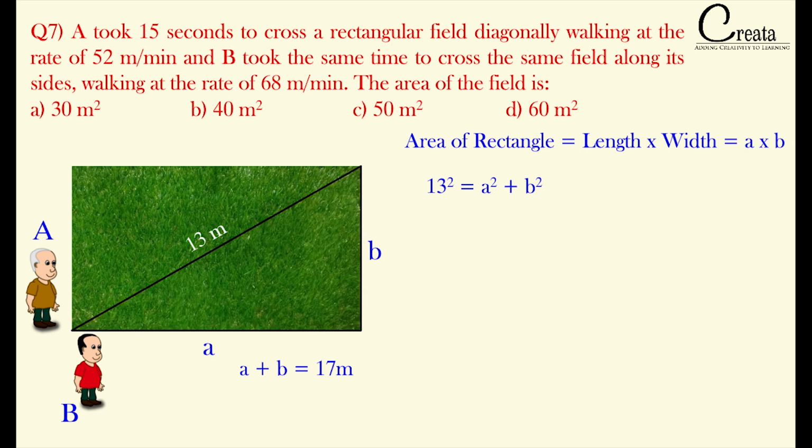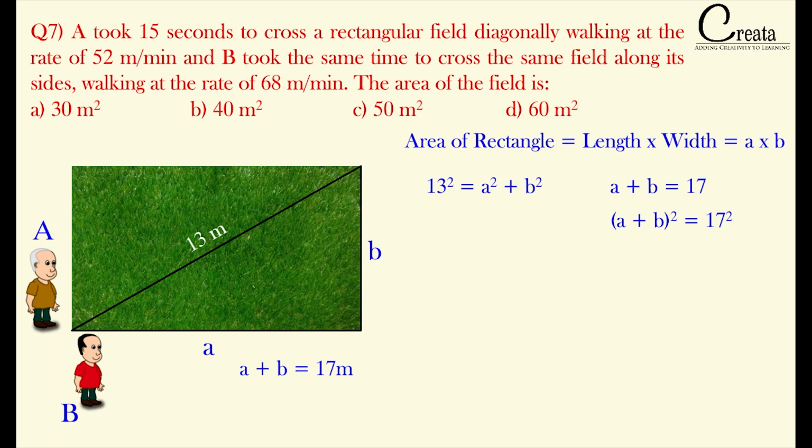So we got two equations, that is a plus b is equal to 17 and a square plus b square is equal to 13 square. In our first equation, that is a plus b is equal to 17, let's square both sides. We got (a plus b) whole square is equal to 17 square.